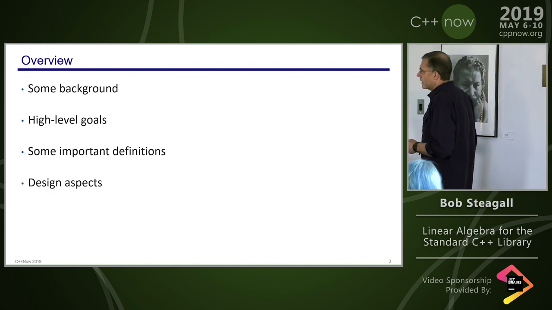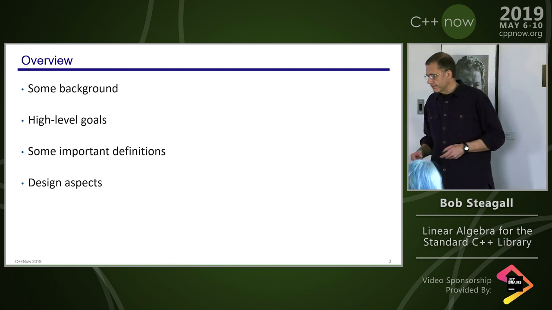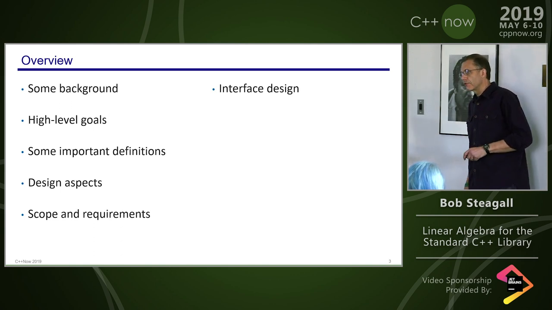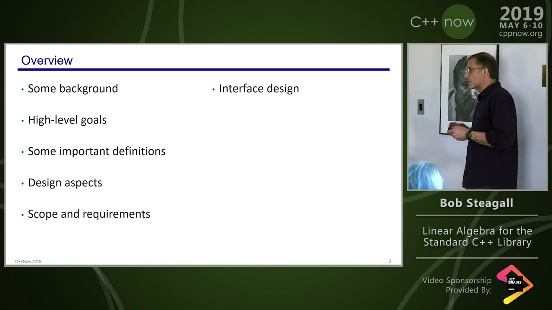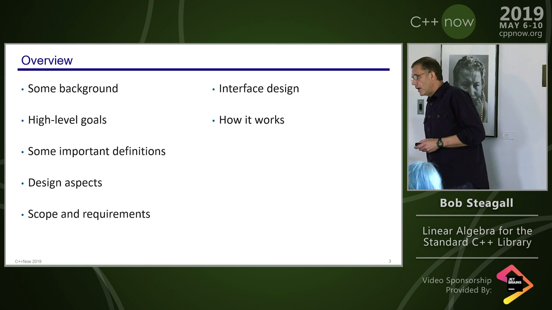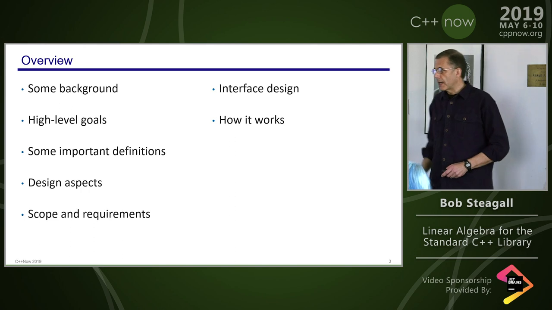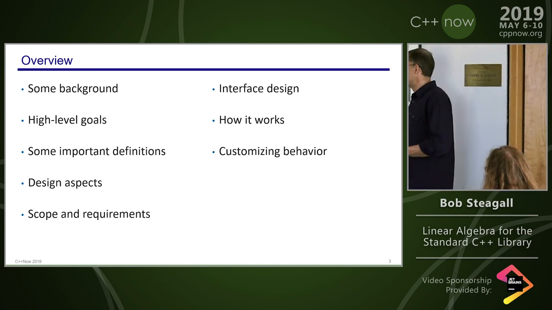I'll then talk a little bit about the aspects of designing the interface that's part of the proposal and how those design aspects, the exploration of those aspects, led to a definition of this proposal's scope and the requirements that we tried to fulfill as we wrote the proposal. I'll then move on to talk about the interface design itself. I will give a sort of top-down recursive demonstration walking through some compile time computations to show how it works or how it's intended to work.